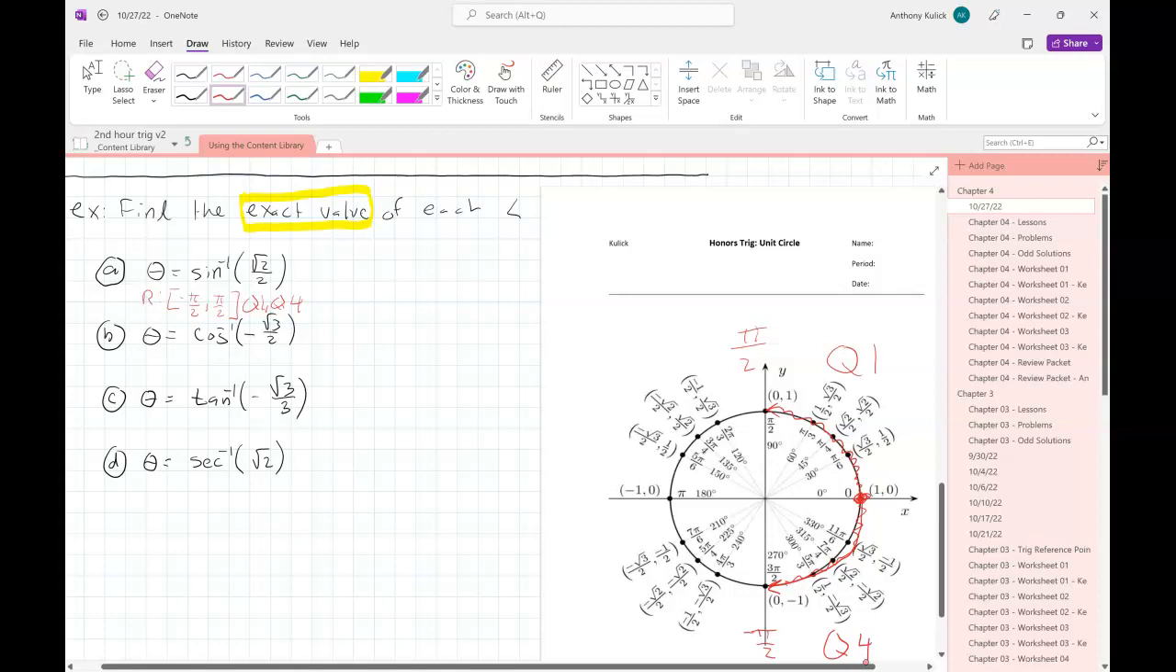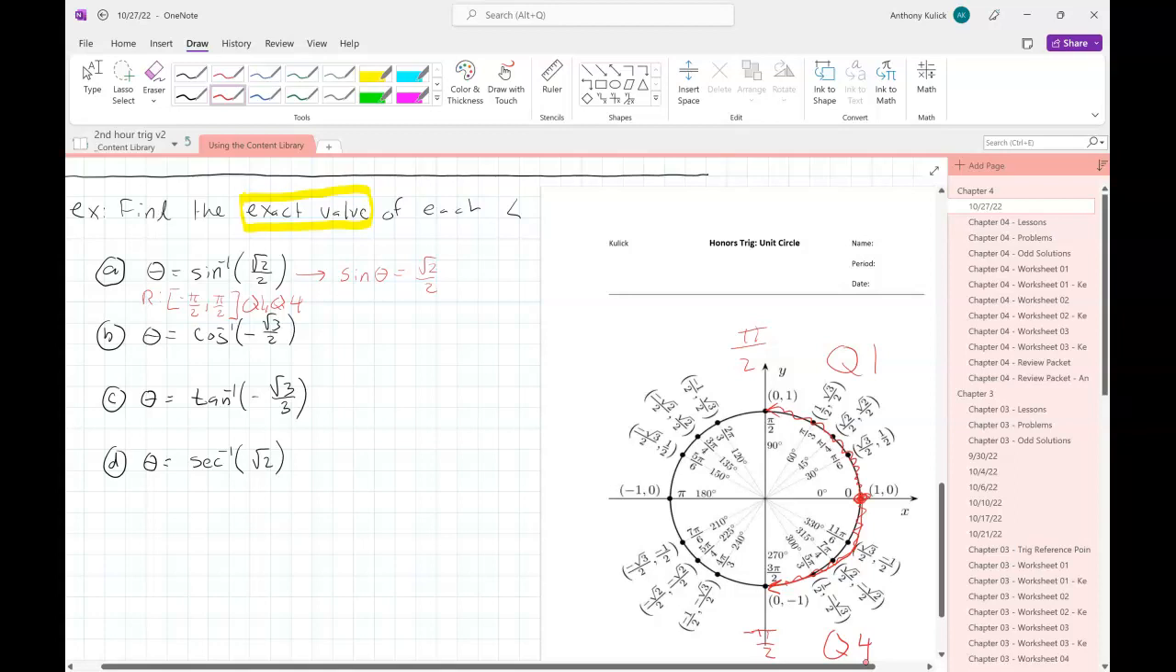This statement, theta equals sine inverse of root 2 over 2, is equivalent to saying sine of theta should equal square root of 2 over 2. Everybody's okay with that? Wait, what? That's just the definition. If those two things are inverses, the output of the inverse, if I plug it into the other function, should give me the input to the inverse, right? That's all we're saying.